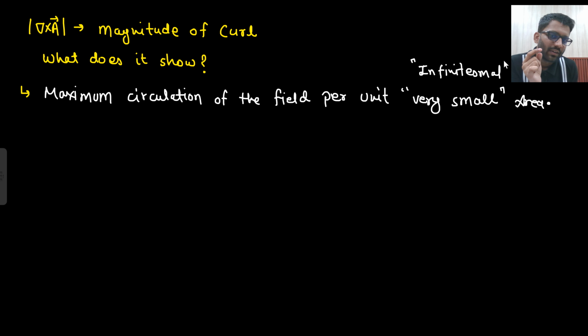Infinitesimal means very small. This is a complex word, so that's why I don't use it. So in some books you can find the word infinitesimal also written. So maximum circulation of field per unit infinitesimal area or very small area. The meaning we will be studying in the next lecture.